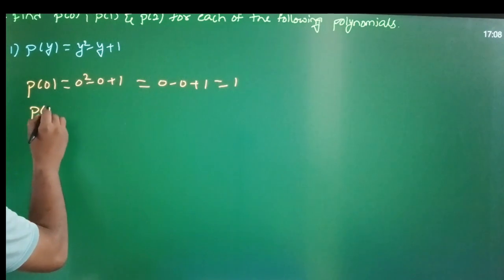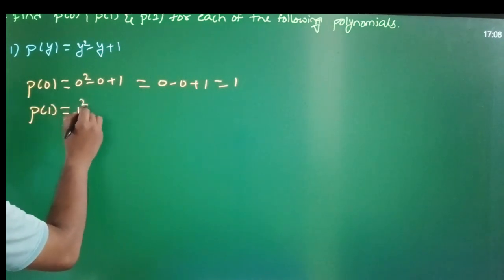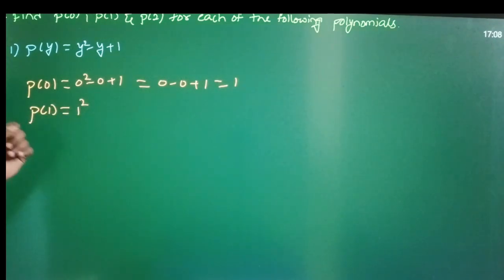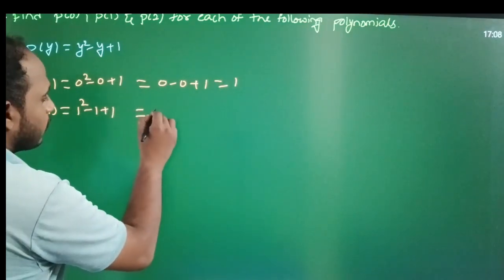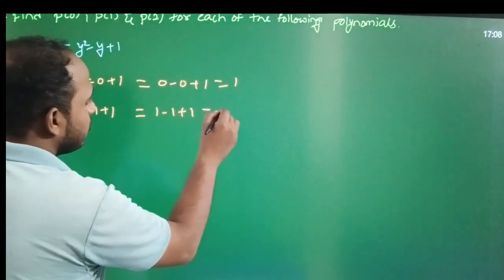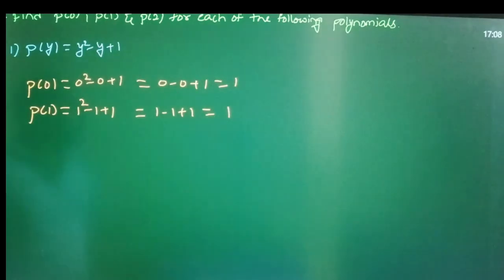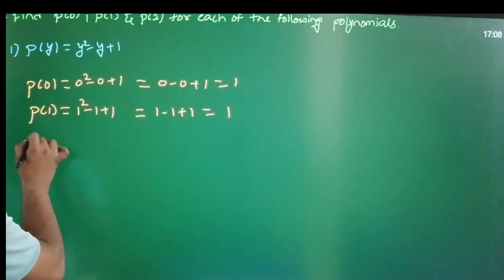Next, at y equals 1. Now we replace y by 1, and we get 1 square minus 1 plus 1. Here 1 square is 1, 1 minus 1 is 0, 0 plus 1 is 1. Next, we have 2.